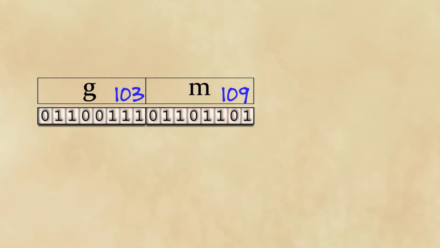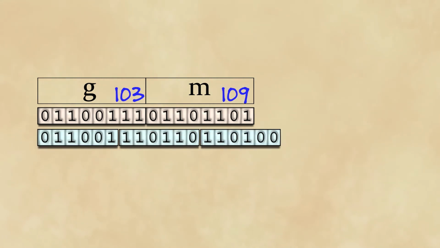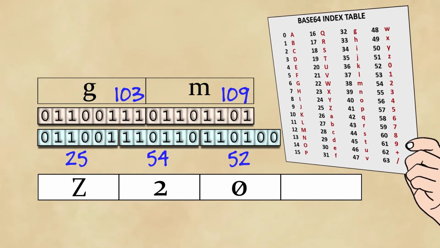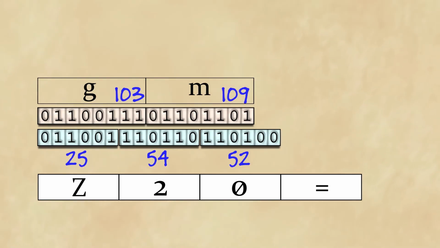What about if we have 2 characters left over, say G and M? This will require 3 6-bit segments. Again, we consult the base 64 index table to determine the output characters, and we pad it out with an equal sign. So that's how base 64 encoding works.